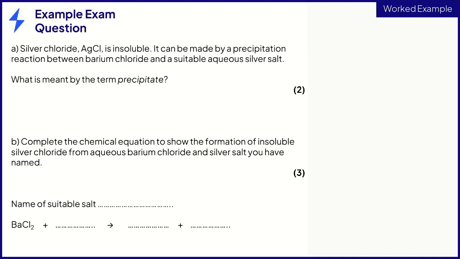We have described the process. Let's now have a look at a question that asks for more depth. In Part A, you are being asked what is meant by a precipitate for 2 marks. As it is for 2 marks, you must go into more detail with your answer.